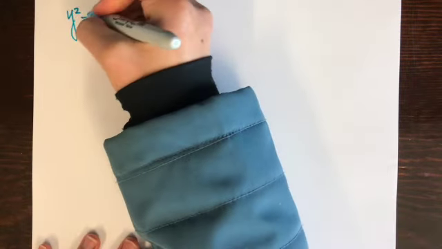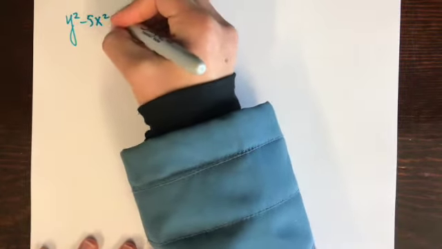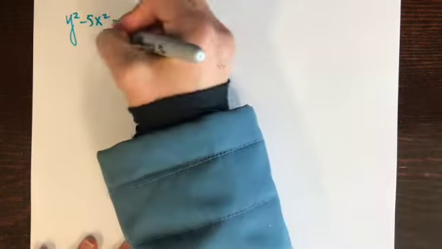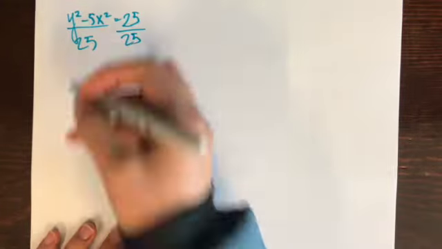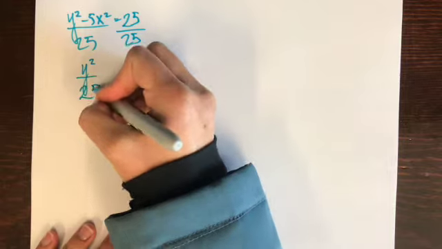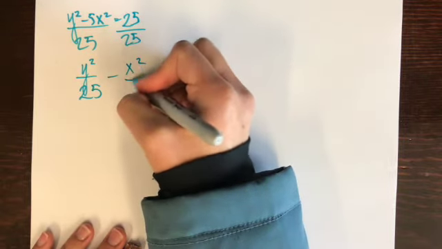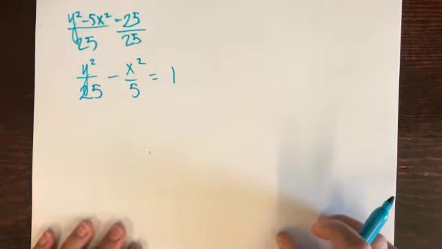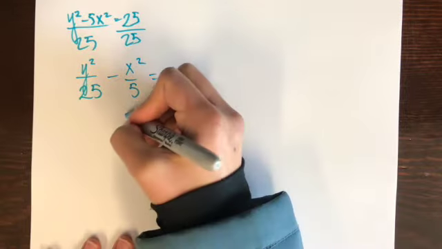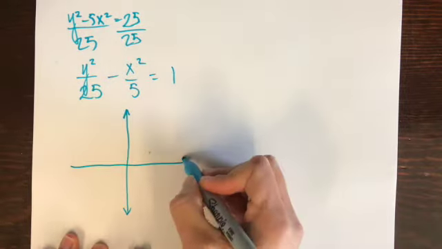That is how we graph a hyperbola. Let's take a look at another example of graphing a hyperbola. This time we notice that we're going to have a y squared first. So the very first thing I need to do is divide both sides by 25 so that I can get this in the form of y squared over 25 minus x squared over 5 is equal to 1. I want the other side equal to 1 so I can graph this easily.